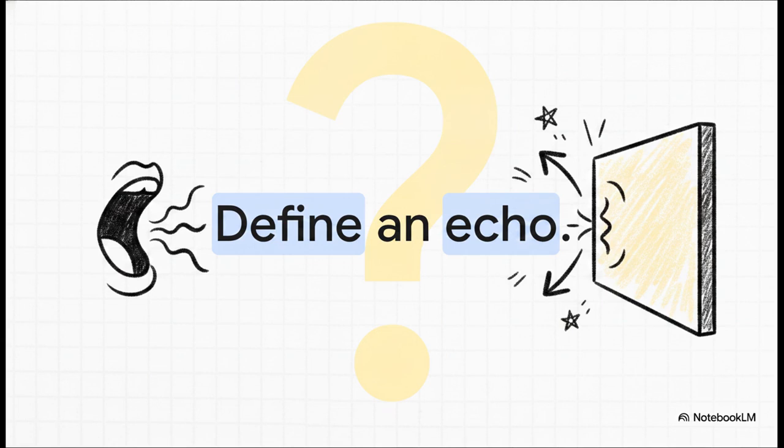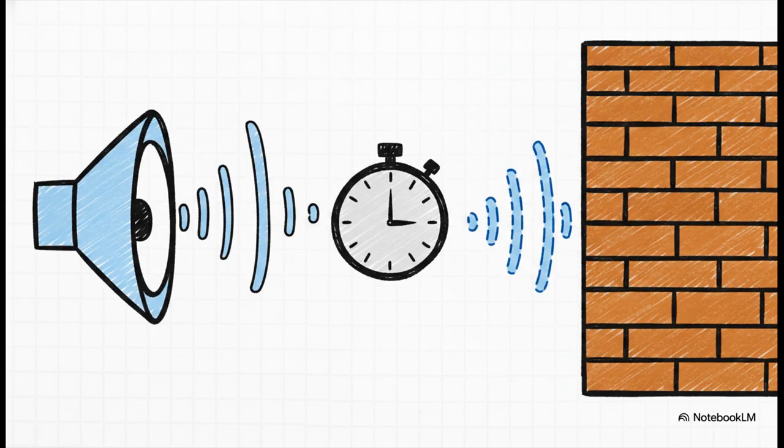The question simply asks, define an echo. While it might seem a bit too simple, be careful. The examiner is looking for very specific keywords here to award you full marks. To guarantee you get all the marks, here is your perfect answer.